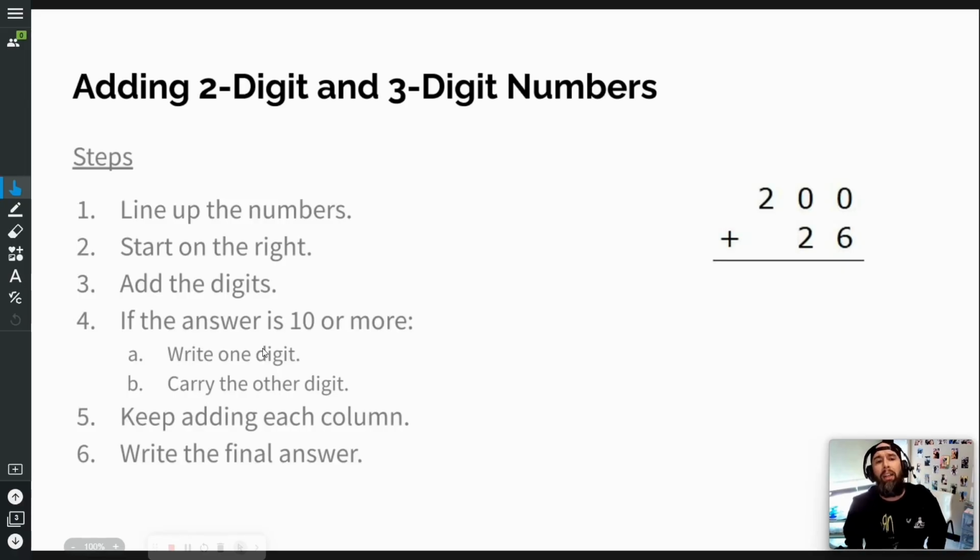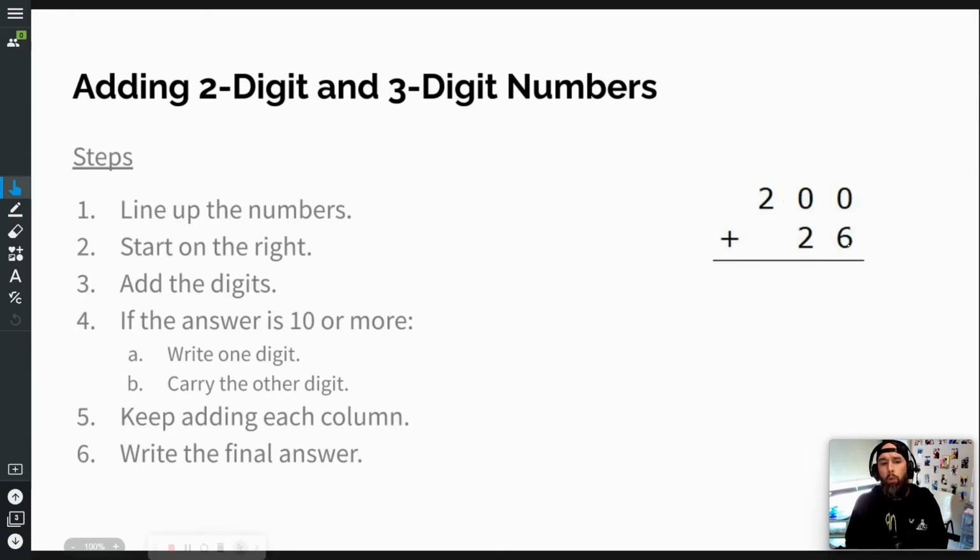This is how you add two-digit and three-digit numbers. First things first, you line up the numbers. And in all the problems that we do today, that's going to be done for you already. Okay, all the numbers are lined up. The ones place values all lined up. The tens place value. I got 100 here. No 100 there, but that's okay.